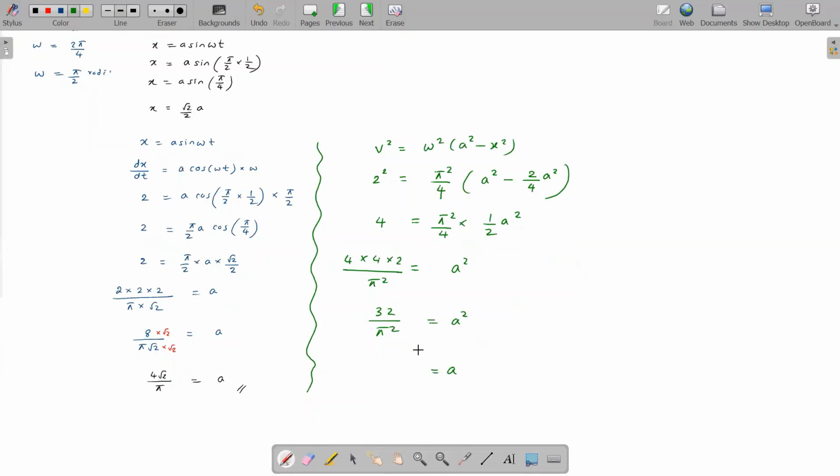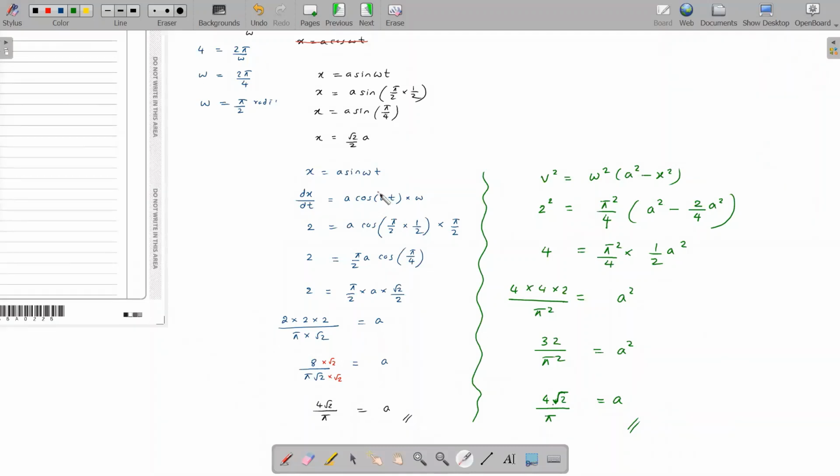Amplitude is, when you square root, it's 4 root 2, right? 4 root 2 over pi when you square root it. Are you all with me? Okay, so there are two ways to get the same answer. You could go with either method. Just go with one.